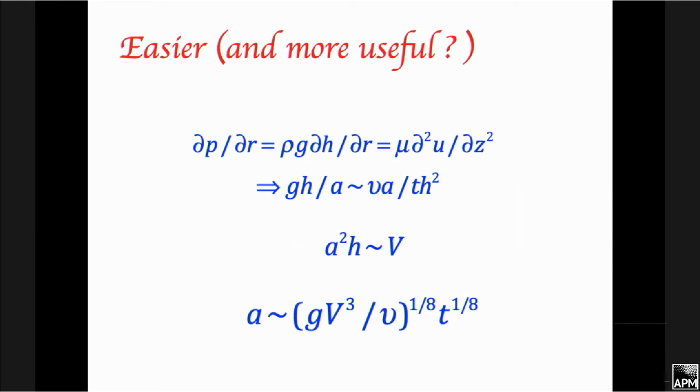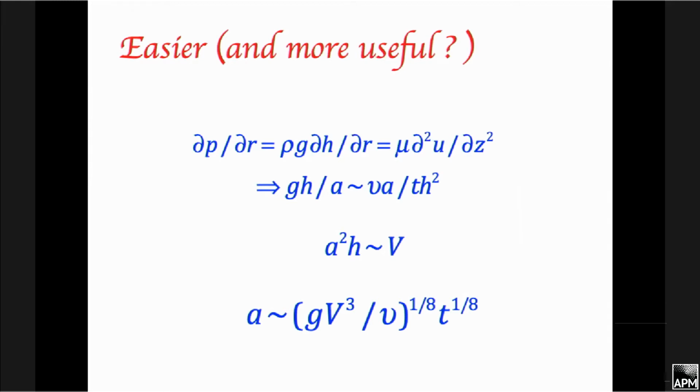But now if we just look at the order of magnitudes of terms, we find that the second term, the middle term, if you like, is GH over A, the radius, the typical radius, and that's got a balance with nu, and I write down nu here because that's mu over rho. U is going to be A over T in order of magnitude, and the second derivative with respect to Z squared is H squared.